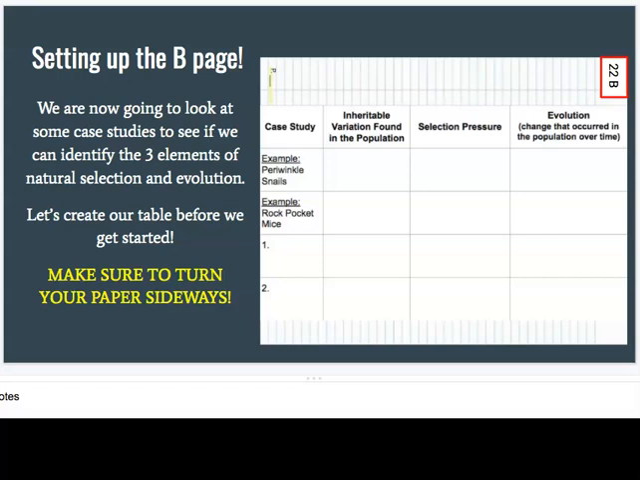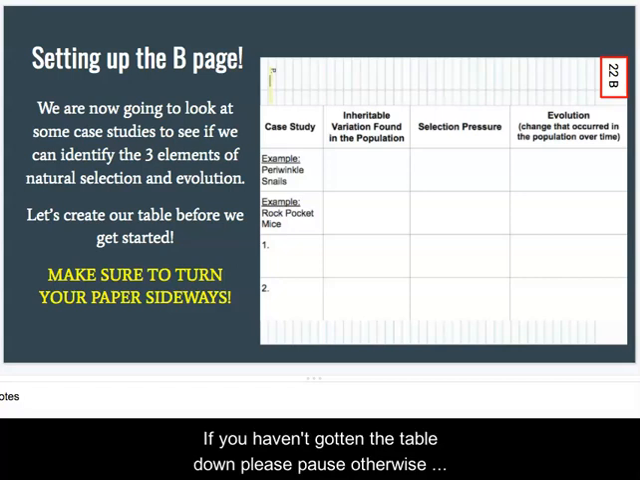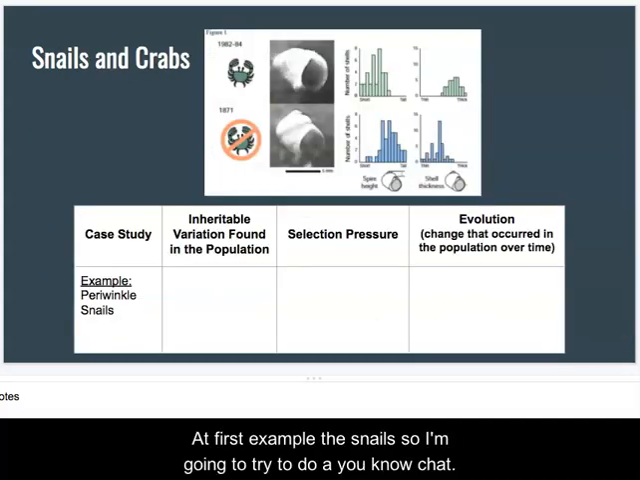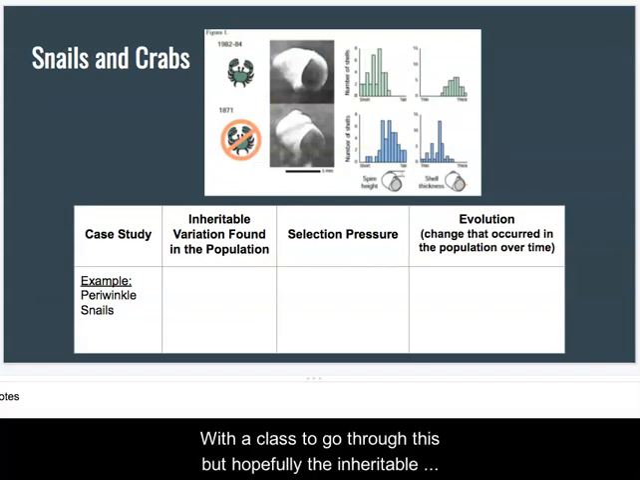All right. So if you haven't gotten the table down, please pause. Otherwise, once we have it down as a class, we're going to go through and talk about that first example, the snails. So I'm going to try to do a chat with the class to go through this.